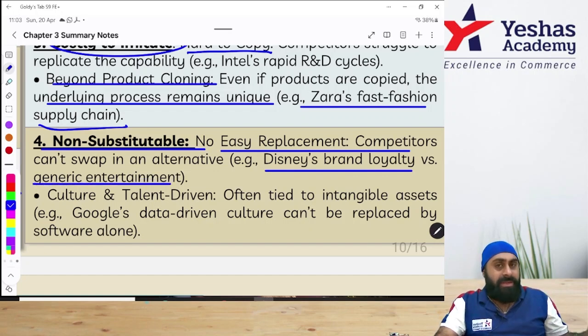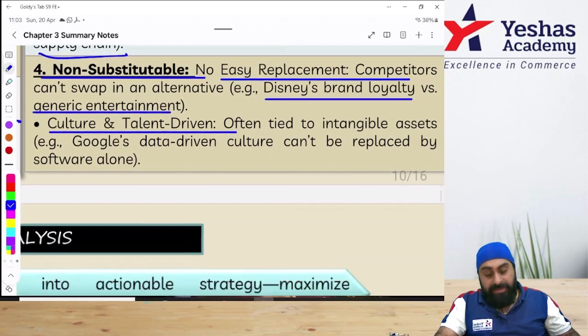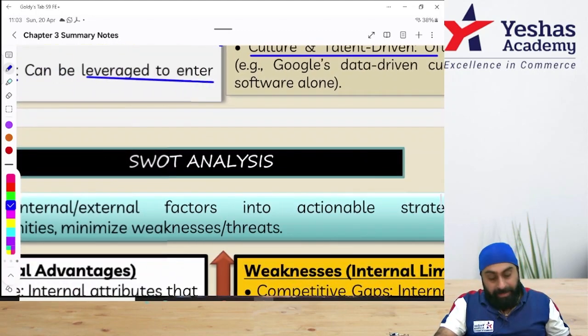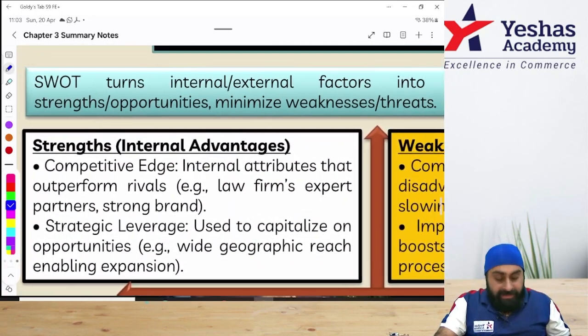You cannot replace Disney's animation. You can't do that. Culture and talent driven. Often tied to intangible assets, can Google's data-driven culture be replaced by software alone? No, it cannot be done. That is non-substitutable.